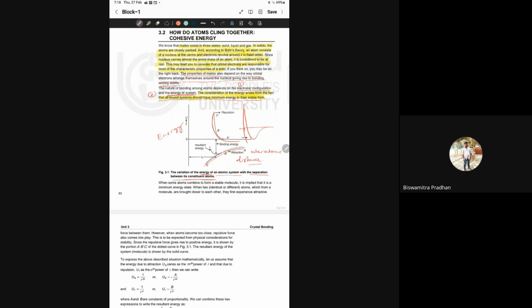The energy will be repulsive if they come very close to each other. If you bring two atoms very close to each other, they will repel. But beyond a certain distance, their energy will be negative. Their energy will be this part. Energy being negative means they are attractive in nature. So there is a kind of bonding.